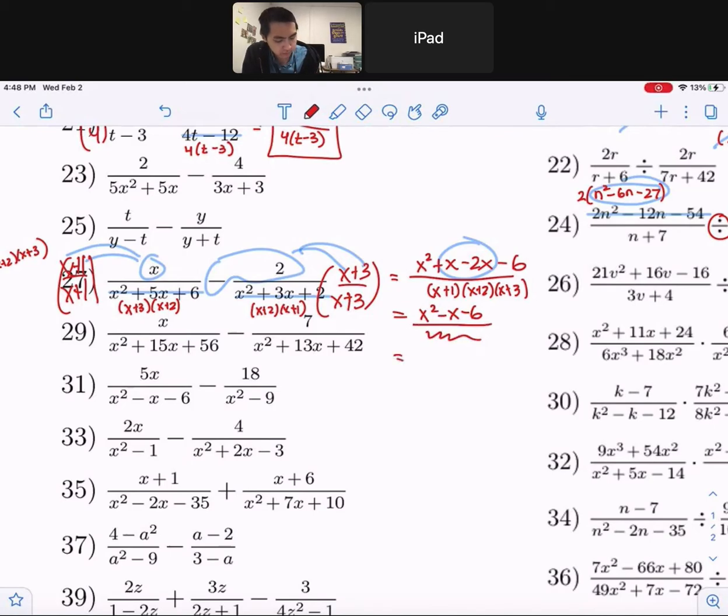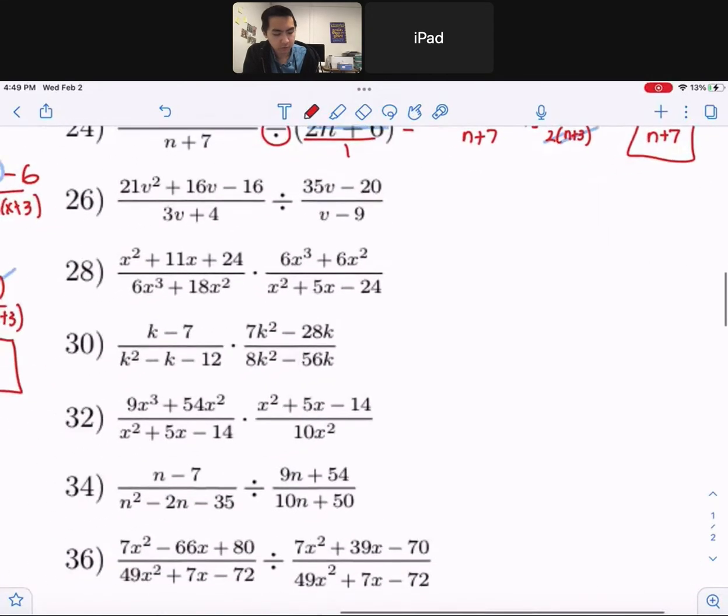So if you factor that using the x method, you get x minus 3 times x plus 2, right? And if you notice, the x plus 2 from top and bottom can cancel. So all that leaves is x minus 3 all over x plus 1, x plus 3. So that's number 27.